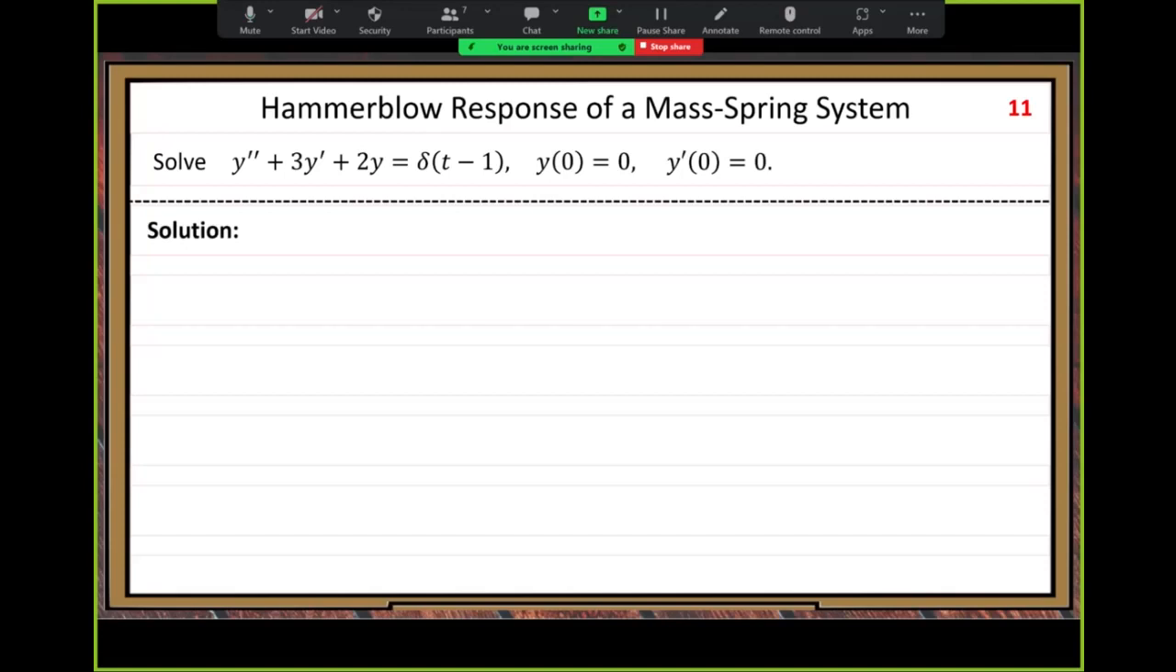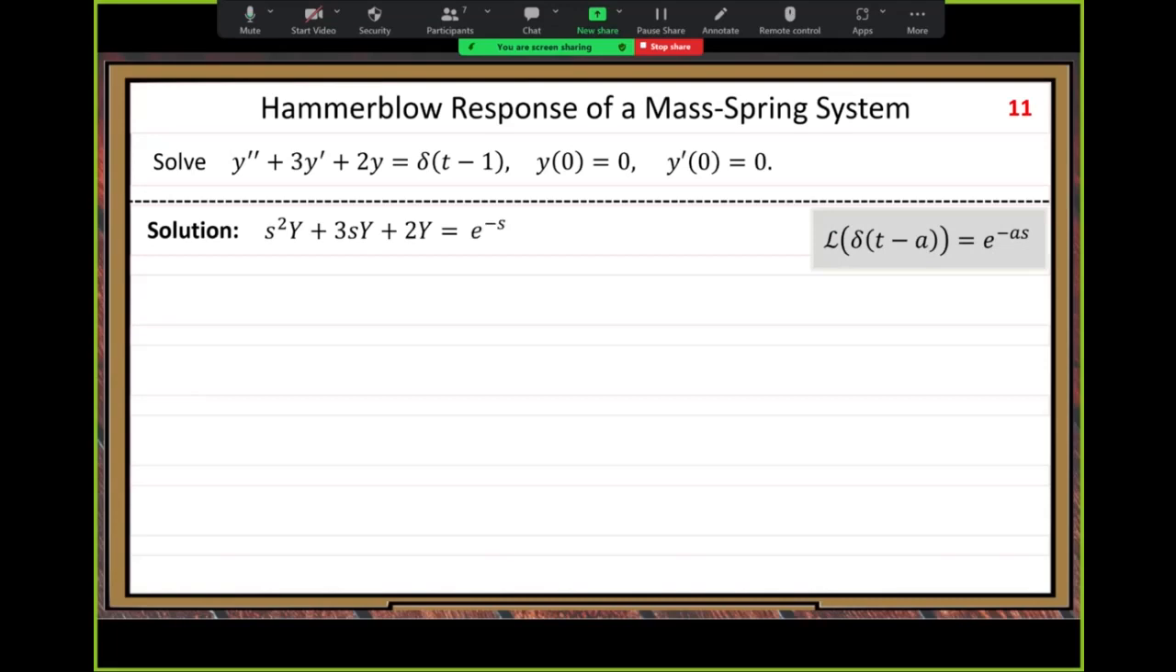We just apply the Laplace transform. For the left-hand side, it's easy. We did the left-hand side before. With the initial values all zero, remember we used that formula. I didn't copy that formula here, but we will see that.